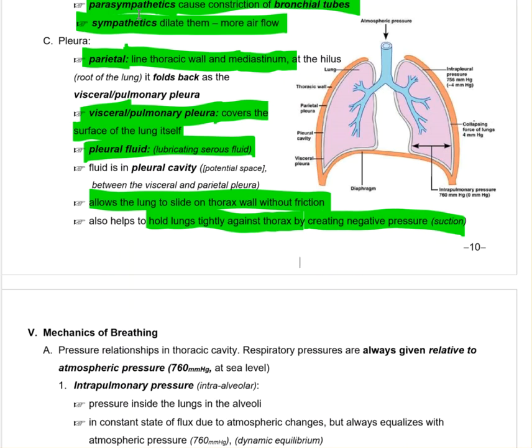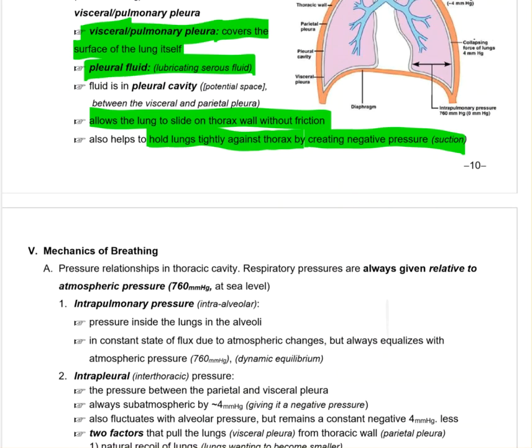We were talking about serous membranes, the parietal membranes, and one of the things we said at the very end is that we have this tight suction between the visceral pleura and the parietal pleura because of the serous fluid, and this actually becomes really important when we talk about mechanics of breathing. So let's go into that right now.